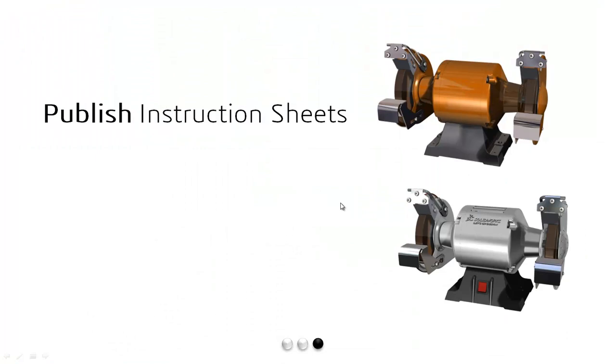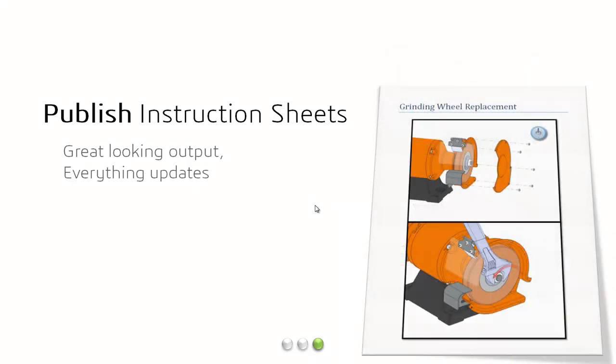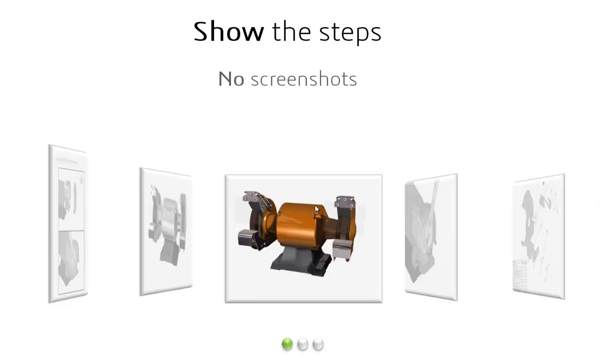So when it comes to creating output and linking it to our final published document, that was really easy, but we also saw how Composer seamlessly updated to account for the design change in the CAD model. All our scenes were intact, and the end result is some great looking output with the confidence that everything is going to update. So let's just quickly review.